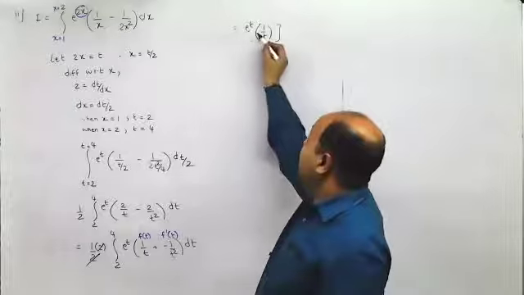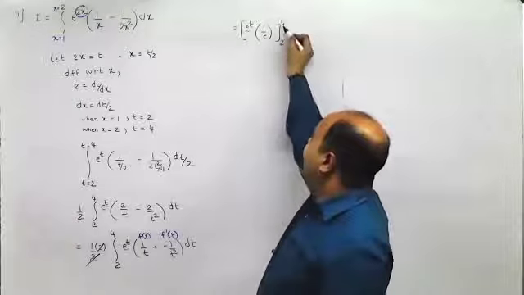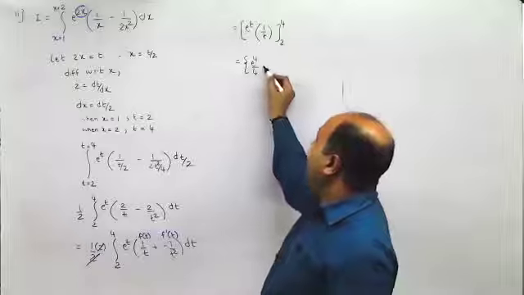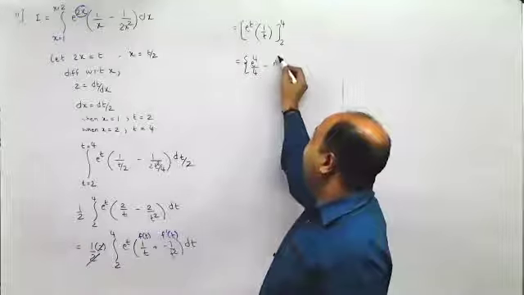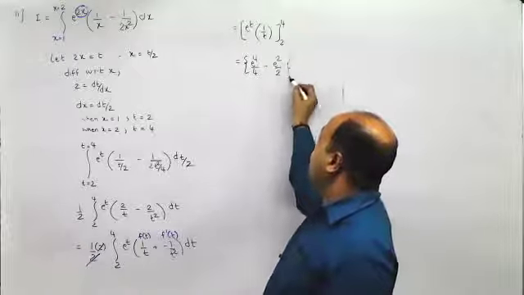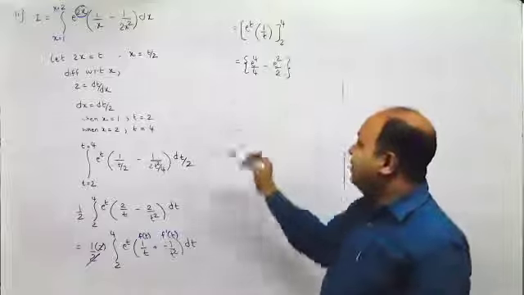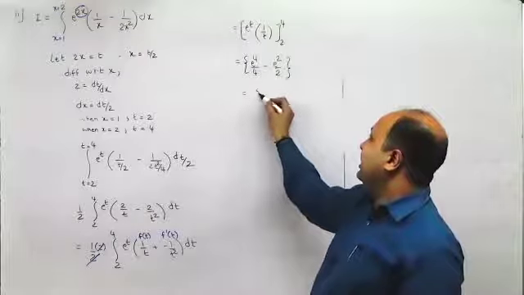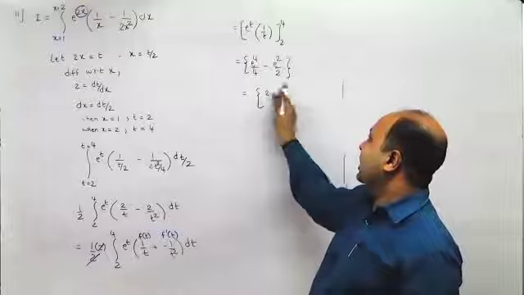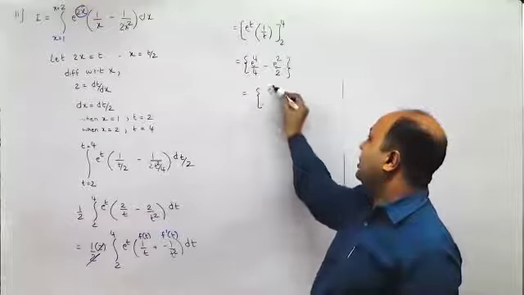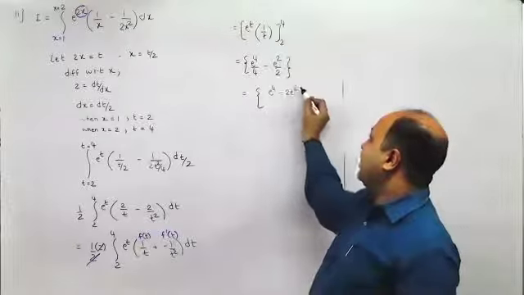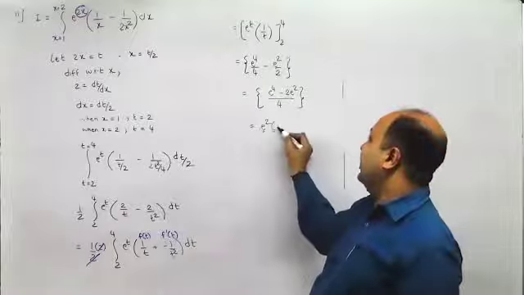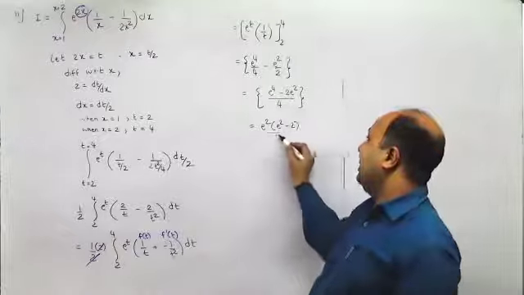between 2 and 4. When I substitute the upper limit, I'll get e raised to 4 upon 4 minus, when I substitute the lower limit, I get e square upon 2. So, this is the final answer. You can take e square common. In fact, you can write here, this is 2 e raised to 4 minus 2 e square upon 4. So e square common, you will get e square minus 2 upon 4.